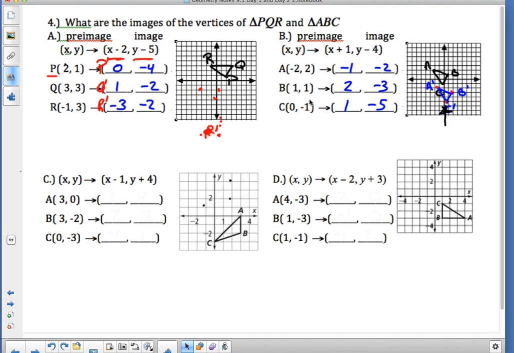Now, C goes a little faster, because we're already given the original problem. Give it a try. Do C and D. Okay. Turn off the video. Do C and D.